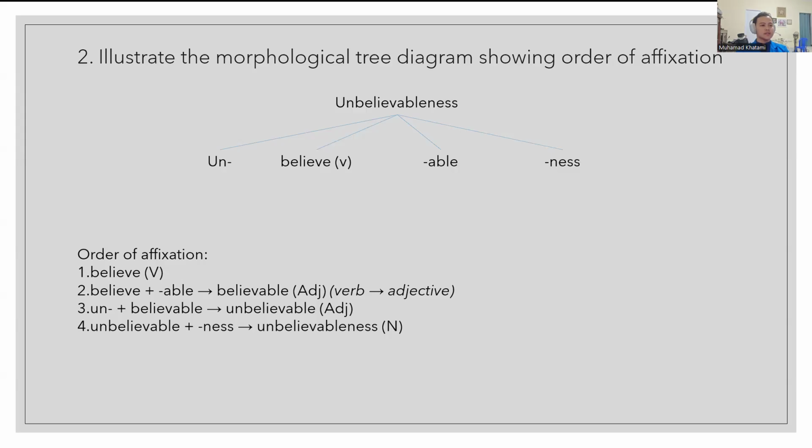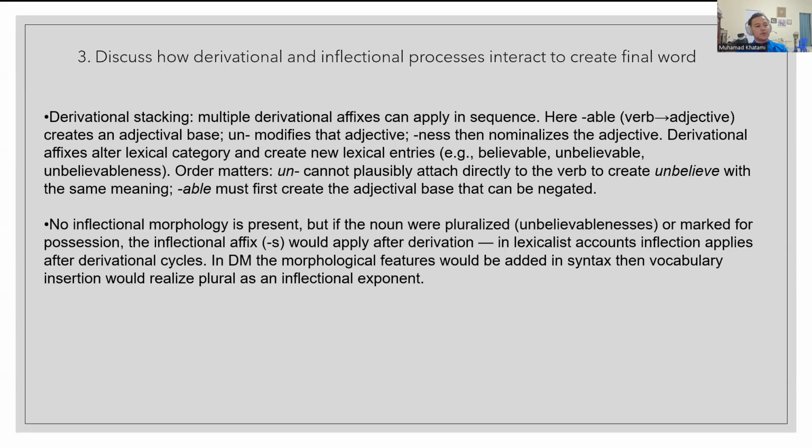Now, for the next task, illustrate the morphological tree diagram showing the order of affixation. So for the word unbelievableness, it is the prefix un, the root word belief, which is a verb, and then the suffix able, and then the suffix ness. Now, for the next task, discuss how the derivational and inflectional processes interact to create the final word.